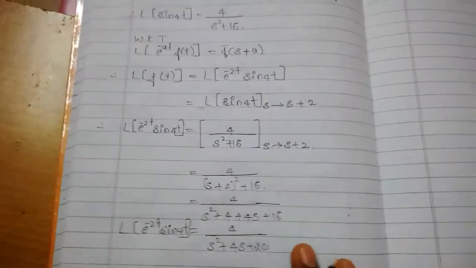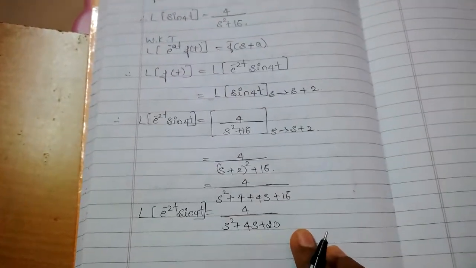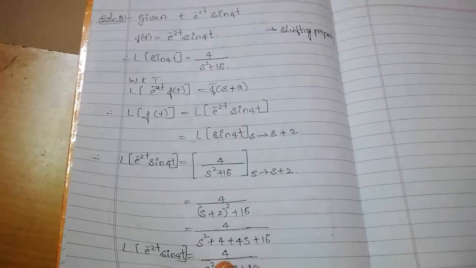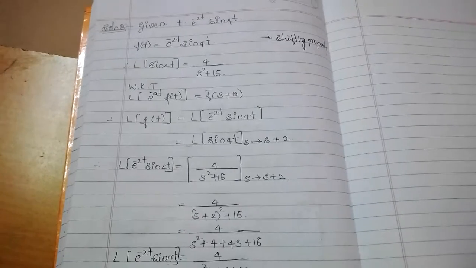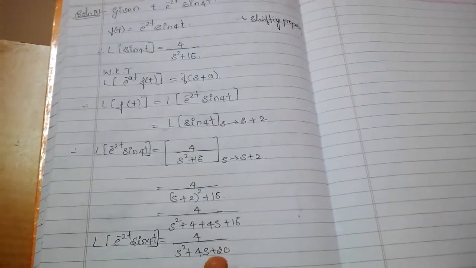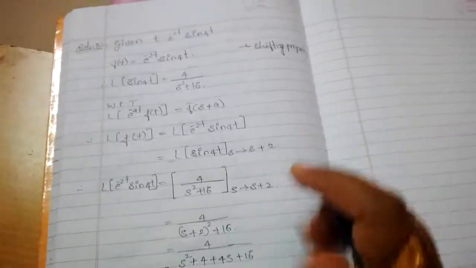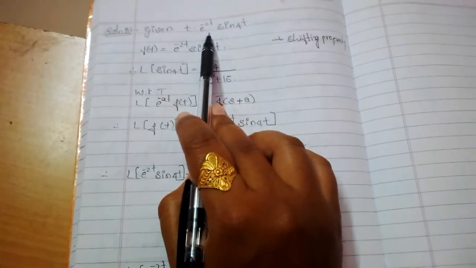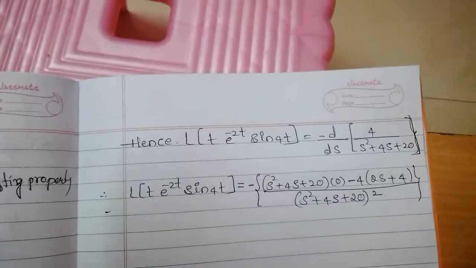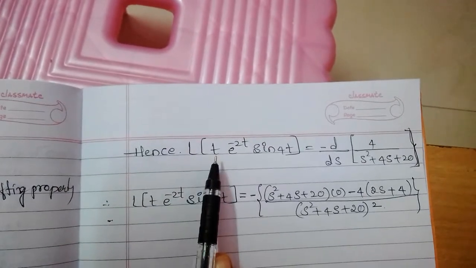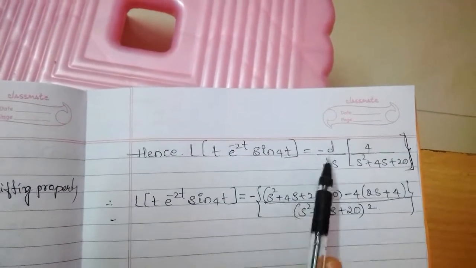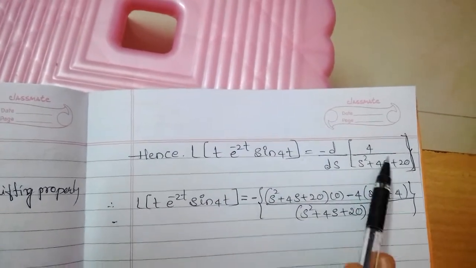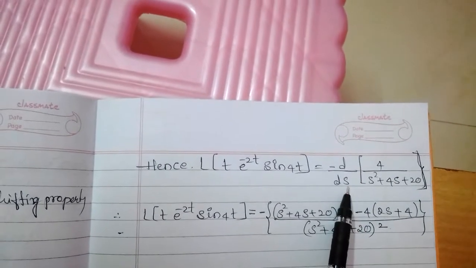First part is over. In this example, we have to apply both the shifting property and the second property, which is also called the derivative of the transform property. This is the first property, here it is over. Next we have to find the Laplace transform of the given function t e raised to minus 2t sine 4t. Here n value is 1, so we have to differentiate this Laplace transform once with respect to s.